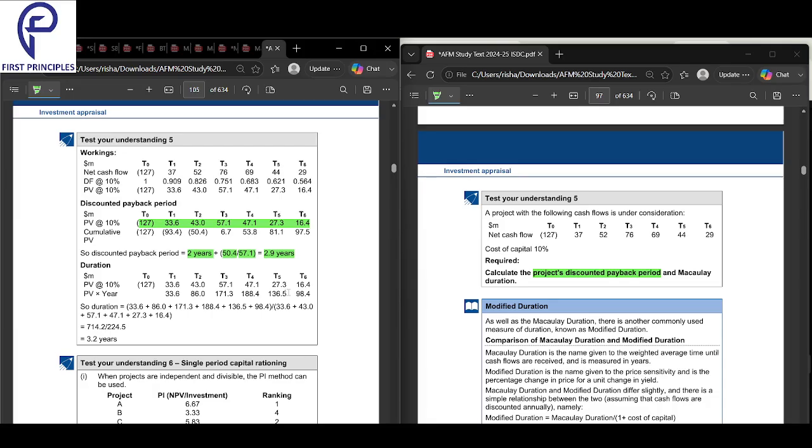Do you have the discounted payback period here, Sri? So that is all of us looking into the first two chapters and finishing all the TYUs and all the theory about it. That is about this.